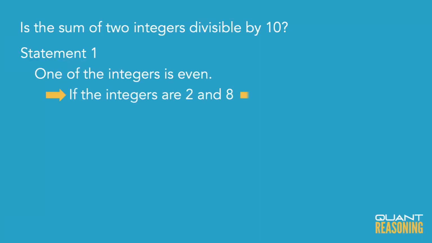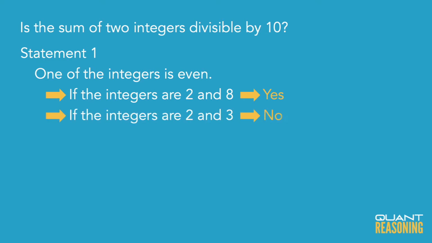Maybe the numbers are 0 and 0. Don't forget that 0 is divisible by literally any integer. But must the sum be divisible by 10? No, we don't know anything about the other integer. I mean, just as an example, it could be 2 and 3. The sum is not divisible by 10. So statement 1 is not sufficient on its own.